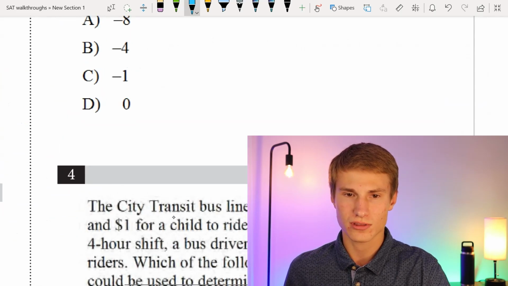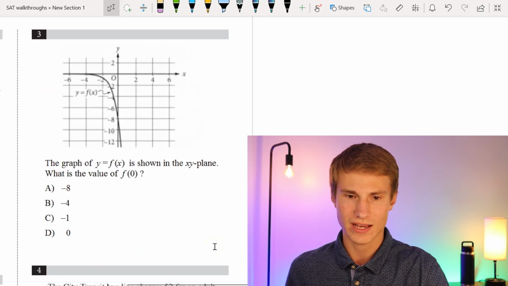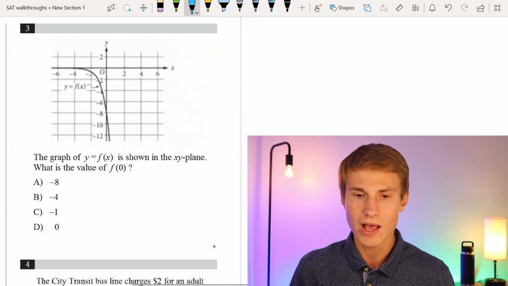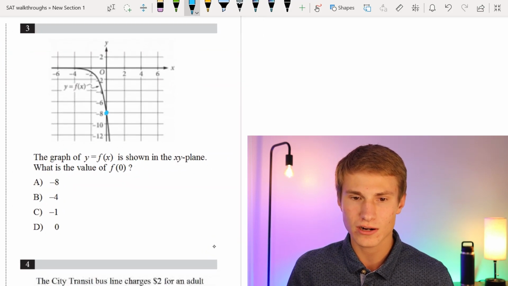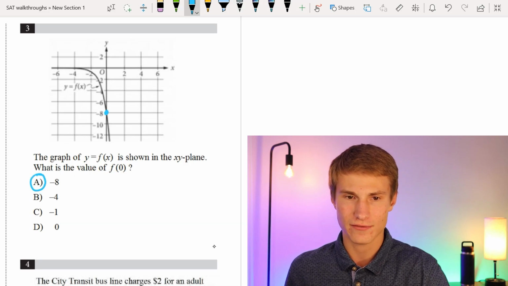All right, moving on to number 3 now. We've got the graph of y equals f of x shown in the xy plane. What is the value of f of 0? f of 0 is our y-intercept, and our y-intercept we see is going to be at -8. So our answer there has to be A for number 3.